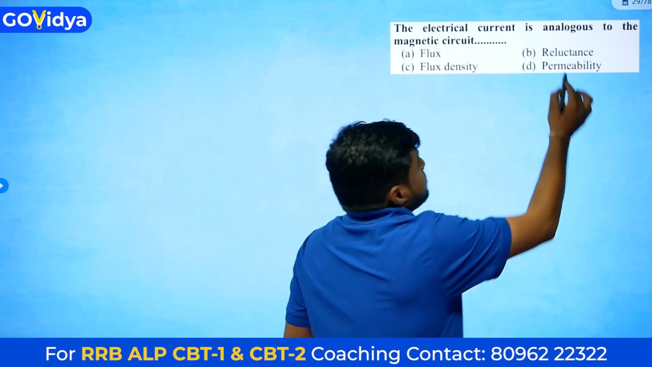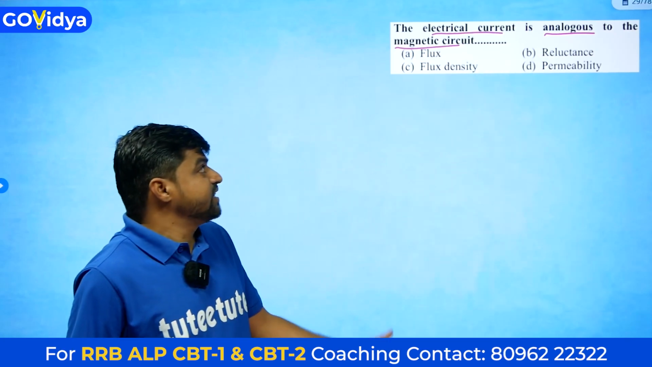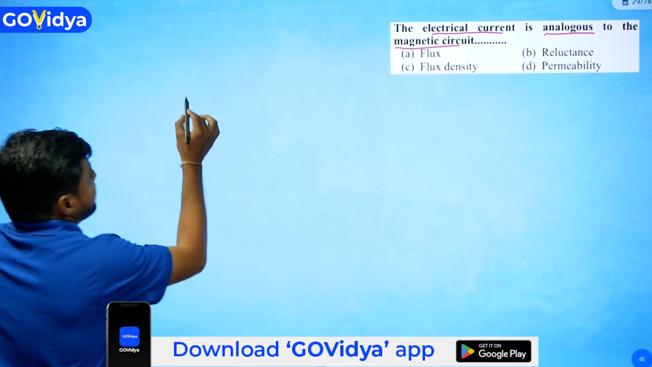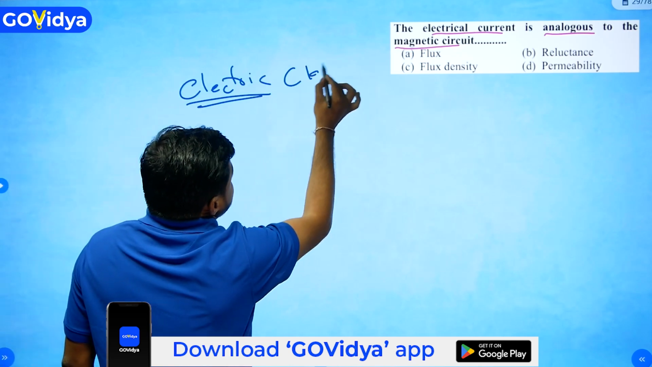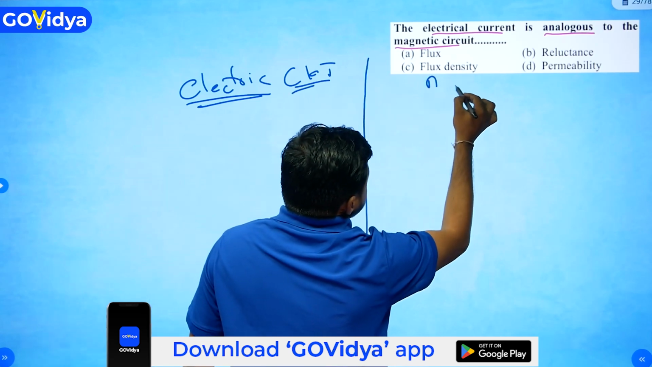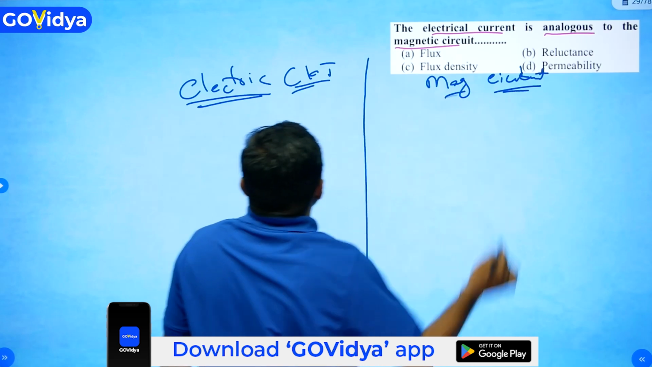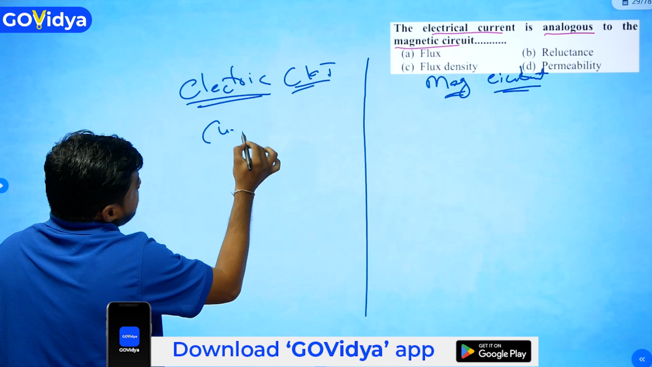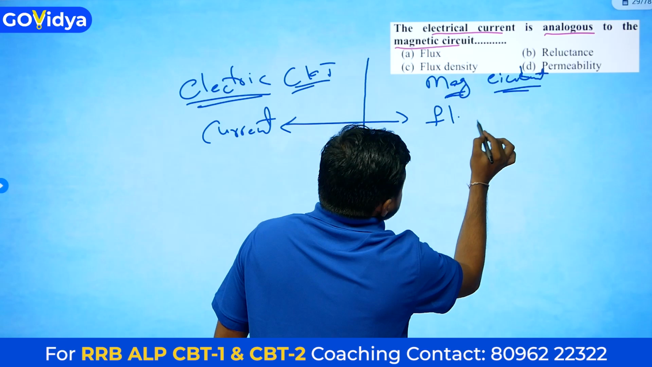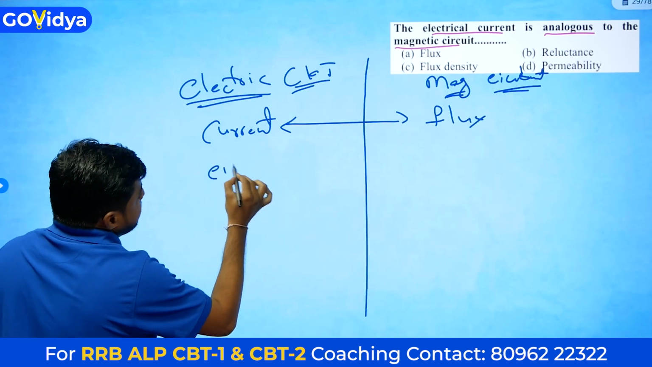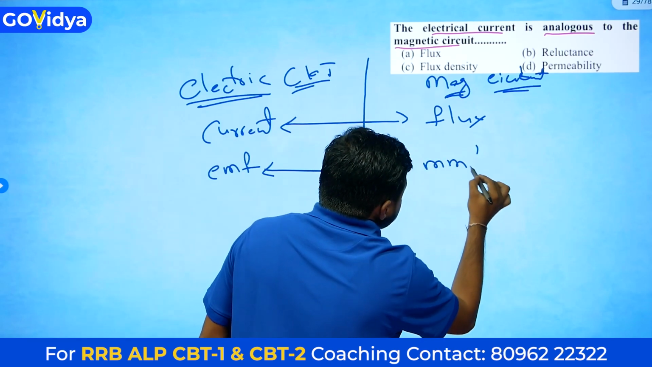The electrical current is analogous to which quantity in a magnetic circuit? In an electric circuit, electric current is related to what in a magnetic circuit? Okay, in an electric circuit, current is similar to flux in a magnetic circuit. Similarly, EMF in an electric circuit is similar to MMF, magneto-motive force, in magnetic circuits.